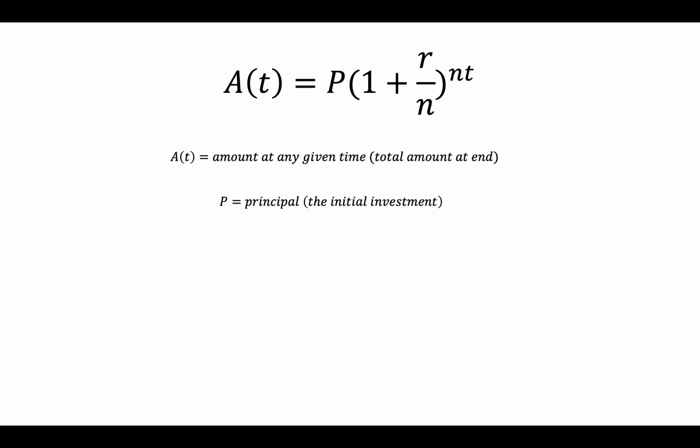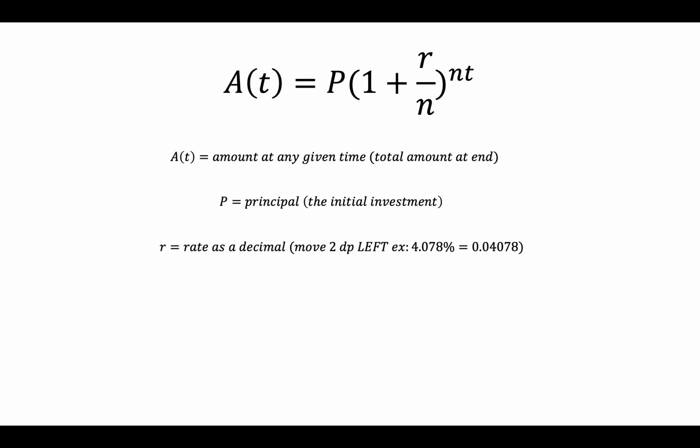P is equal to the principal, which is your initial investment. If we're taking out a loan, that's the initial amount of money that we're borrowing. If you have a down payment on a loan, you're going to subtract the down payment from that initial amount, and your new principal will be that original amount minus the down payment. So just say you had 8,000 and you put 3,000 down, your new principal will now be 5,000. We'll go over that in a second.